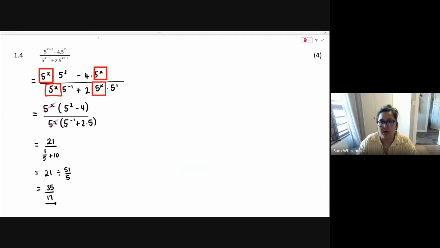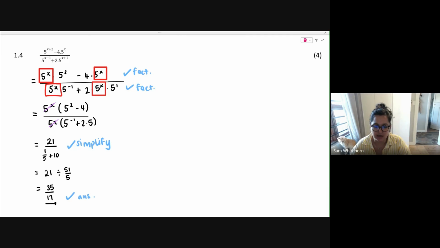Right, again, this was a 4 marker. So here, factorizing your numerator, factorizing your denominator, simplifying, so that's where dealing with that negative exponent situation comes in, and then a mark for your answer. Right, so as you can see, exponent questions are hefty marks, like 4 marks in a 50-mark test, that's 8%. You get 2 or 3 of those, you're sorted.